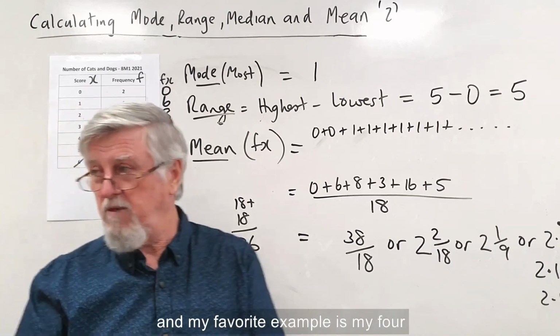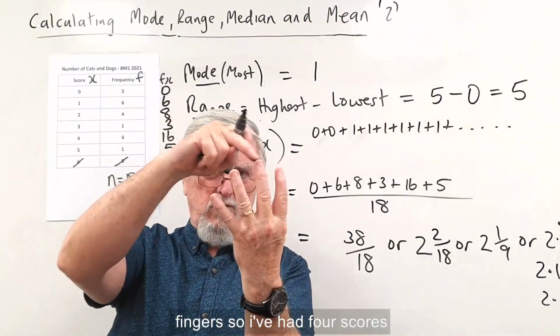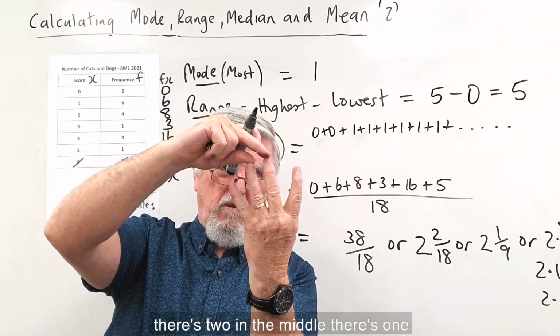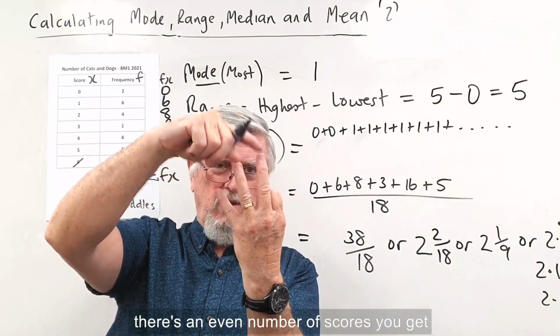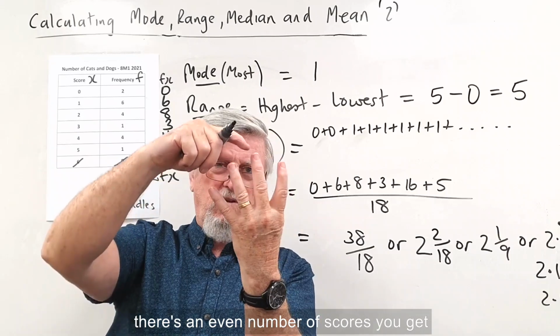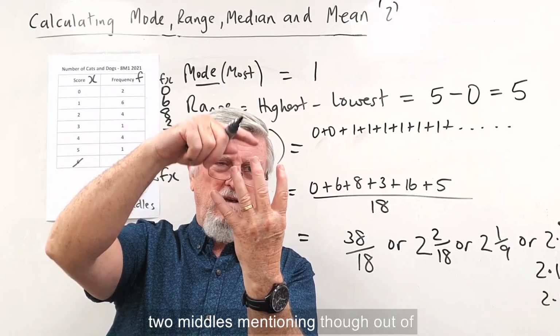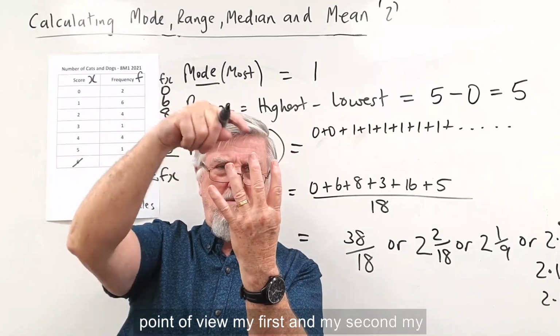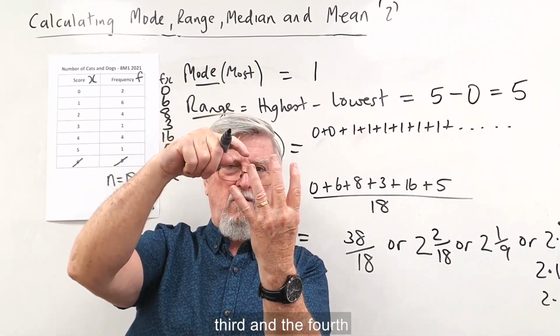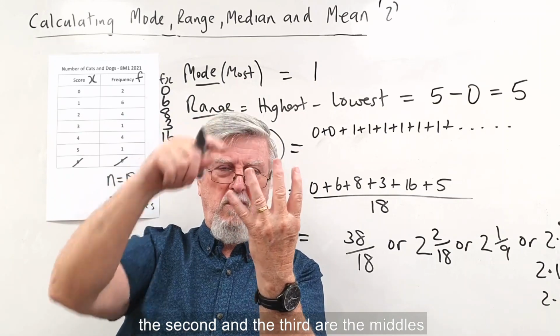And my favorite example is my four fingers. So I've had four scores. There's two in the middle. There's one this side, there's one that side, and we're left with two in the middle. So when there's an even number of scores, you get two middles. Interesting though, out of four scores, there's my first, and my second, my third, and the fourth. The second and the third are the middles.